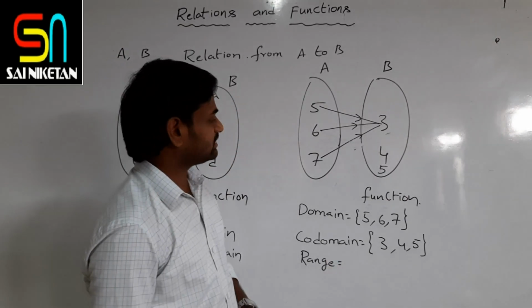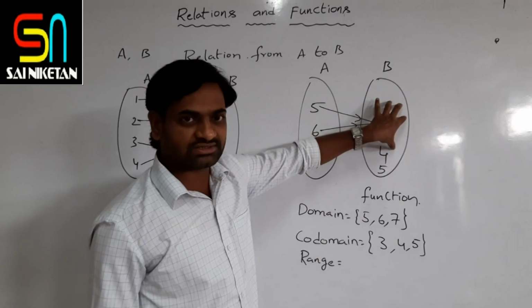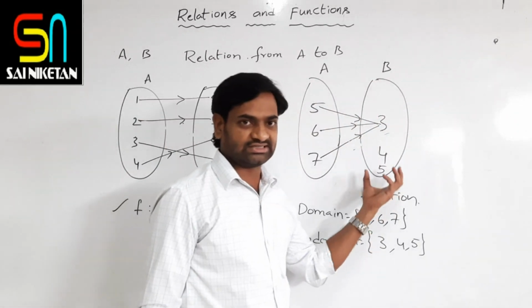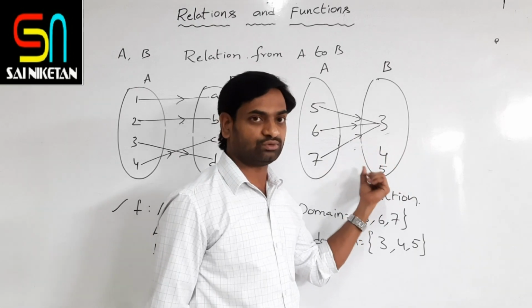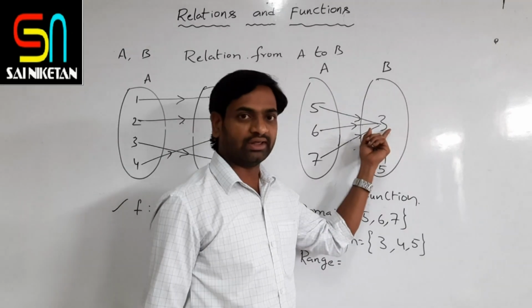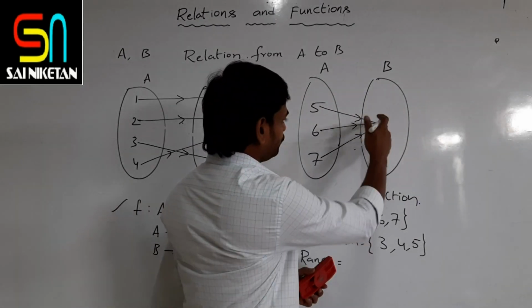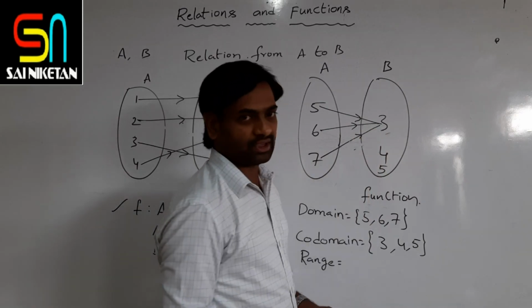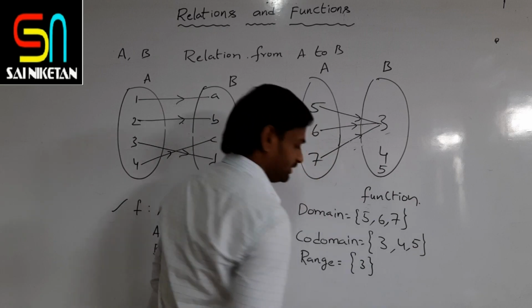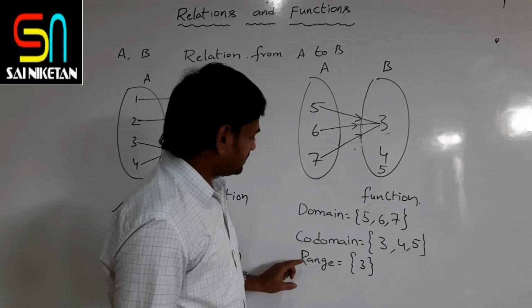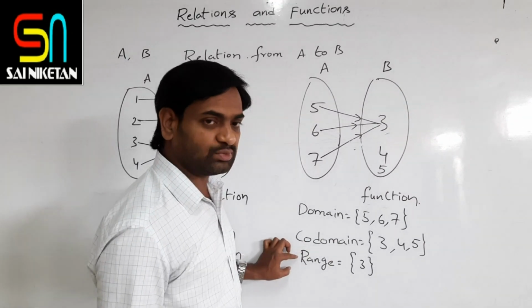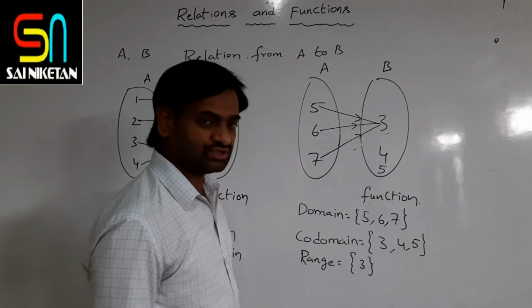Range means the second set elements which are in the mapping. You have to take second set elements, but which elements? Only the ones which are in the mapping belong to the range. So in 3, 4, 5, only 3 has the mapping. That's why the range is only the set of 3. Now what is the relation between codomain and range?